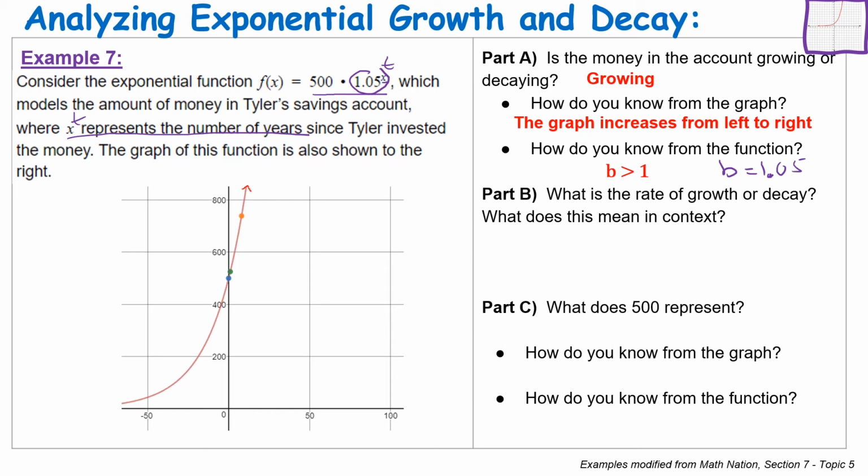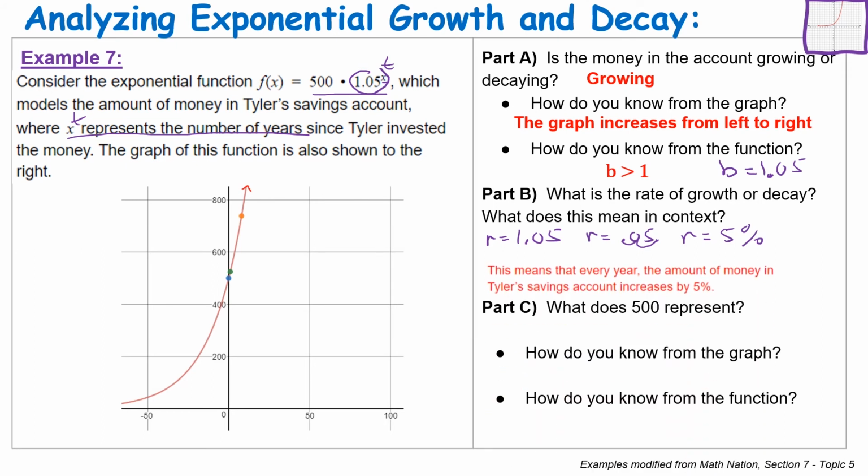Part B, what is the rate of growth or decay? What does this mean in context? So the rate is 1.05, and since we know that it is a growth, that would mean that it was originally 0.05, because in the formula it tells us to add the 1. And so changing that back to a percentage, moving the decimal 2 places to the right, we can say our rate is 5%. And that means that every year the amount of money in Tyler's savings account increases by 5%.